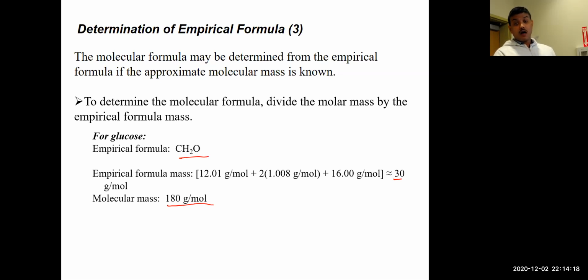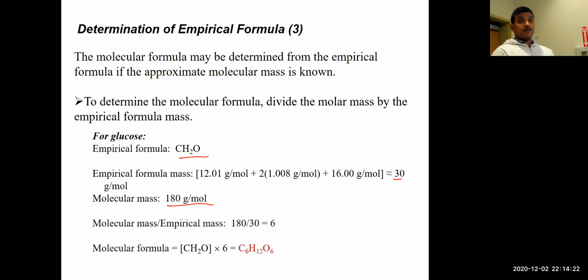So to identify in what ratio carbon, hydrogens, oxygens are present in glucose, you're going to identify the ratio between empirical formula mass and molecular mass. So the ratio is going to be 6 times. So you just multiply your empirical formula by that 6 to identify the actual molecular formula of glucose. That is how you do it.